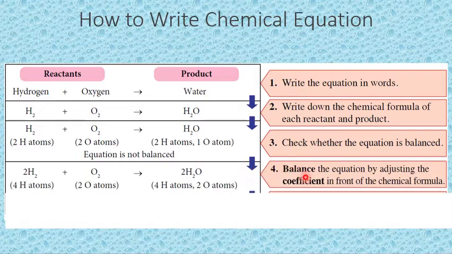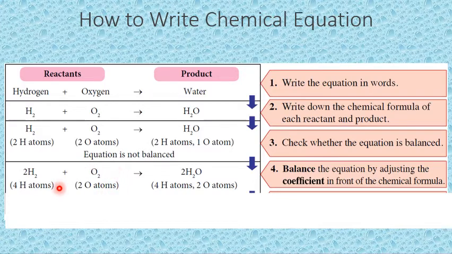So the fourth step is you have to balance the equation by adjusting the coefficient in front of the chemical formula. You look at the product, you have only one atom of oxygen just now, right? So to make it 2, you put 2 as the coefficient in front of it. So meaning now hydrogen 2 times 2, you have 4 hydrogen atoms, and oxygen 1 times 2, you have 2 atoms of oxygen. So for the oxygen it's balanced.